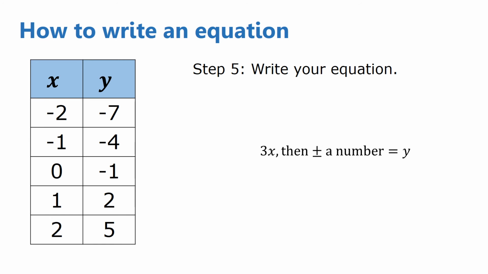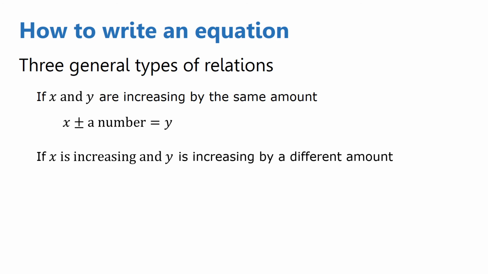Step 5. Write your equation. 3x minus 1 equals y. So if x is increasing and y is increasing by a different amount, we know that it's a number multiplied by x, then plus or minus a number to give us y.